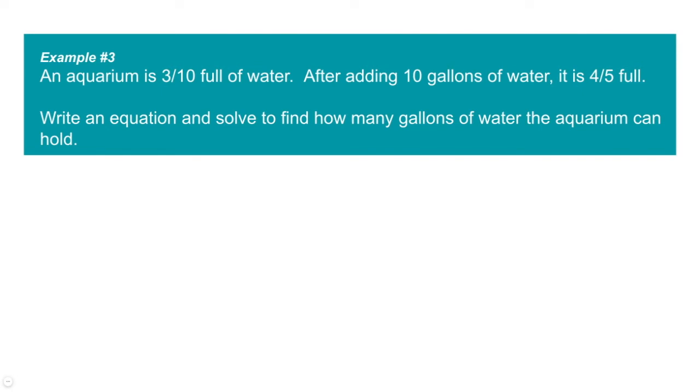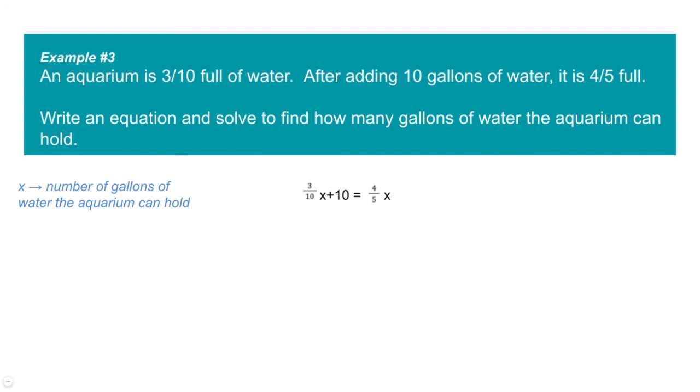In example 3, an aquarium is 3/10 full of water. After adding 10 gallons of water, it's 4/5 full. So write an equation and solve to find out how many gallons of water the aquarium can hold. So x is going to represent the number of gallons of water the aquarium can hold. And our equation is going to be 3/10 x plus the 10 additional gallons of water, and that's now equal to 4/5 of the aquarium.